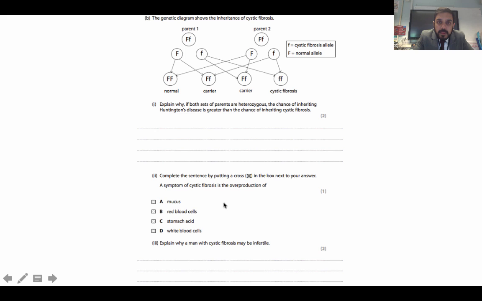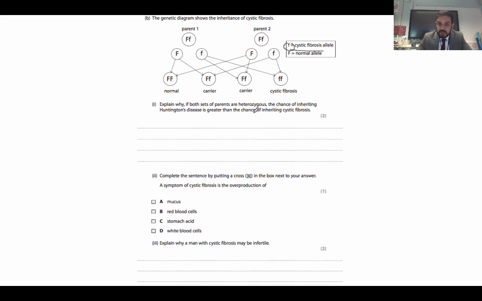Okay, so let's look at this one. The genetic diagram shows the inheritance of cystic fibrosis. Explain why, if both sets of parents are heterozygous, the chance of inheriting Huntington's disease is greater. Well, cystic fibrosis is caused by the recessive allele, while the normal one is the dominant one. Huntington's was the opposite. So why are you more likely to get Huntington's?